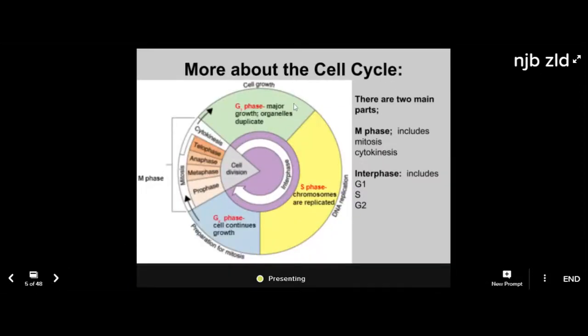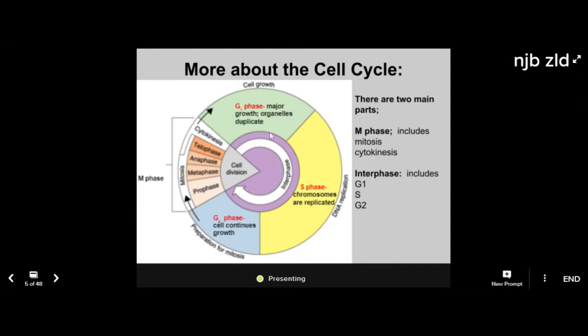So more about the cell cycle. There are two main parts. There's the M phase. Notice right here, M phase. And M phase includes mitosis and cytokinesis. But pay attention here. Mitosis and cytokinesis are not the same. They're different. And that's something you need to be aware of.